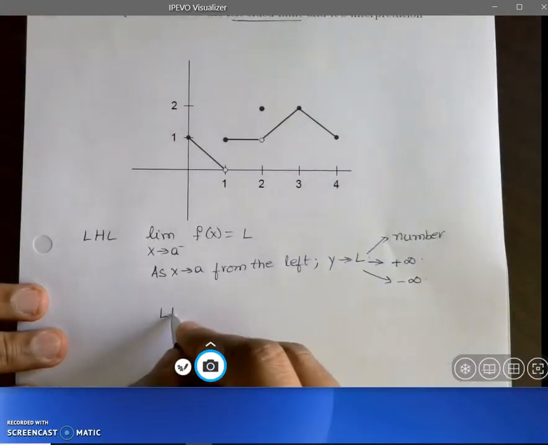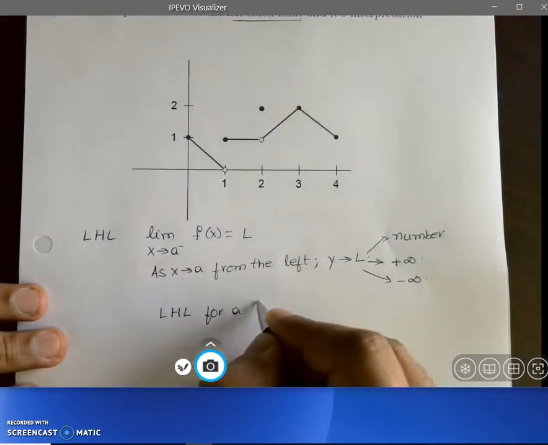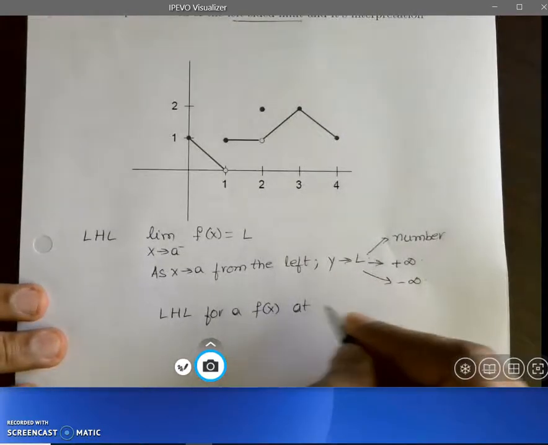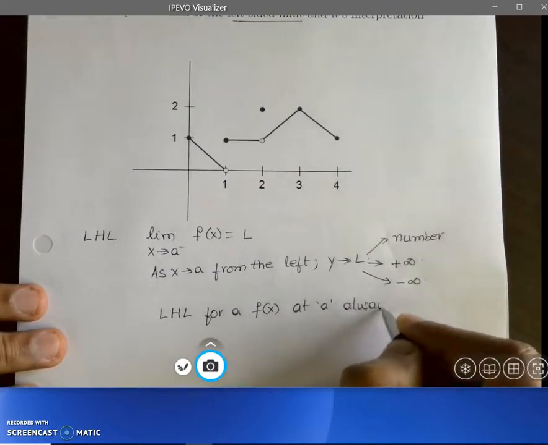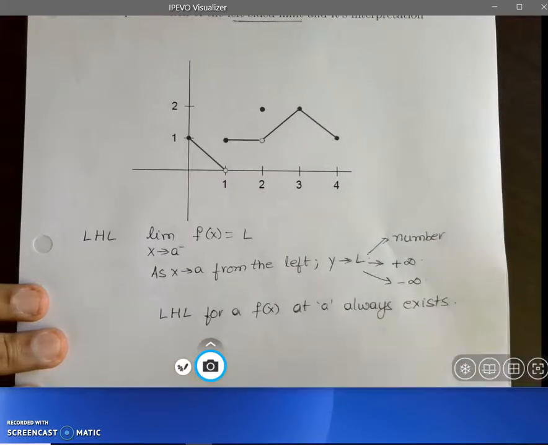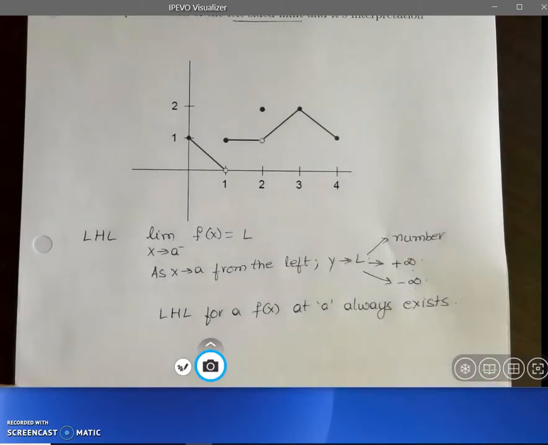So what we see is that left-hand limit for a function f of x at a always exists. You will always have the left-hand limit. It could be a number, it could be a positive infinity, or it could be a negative infinity.